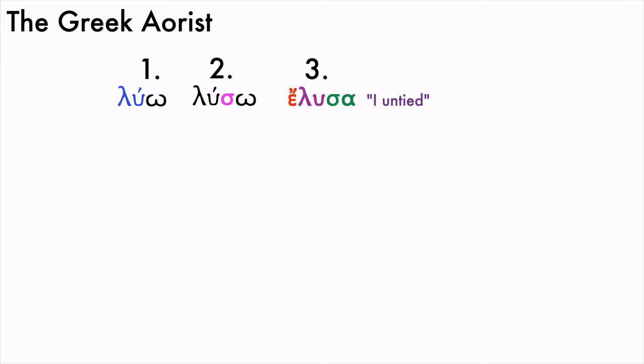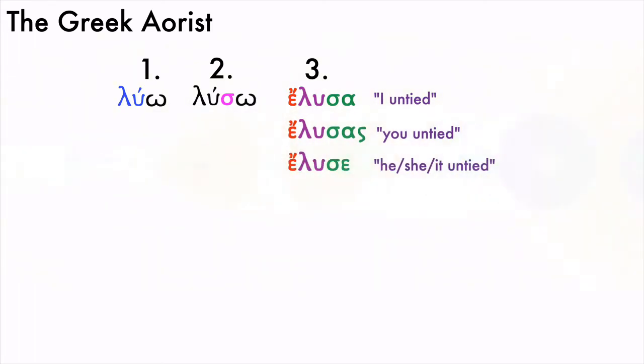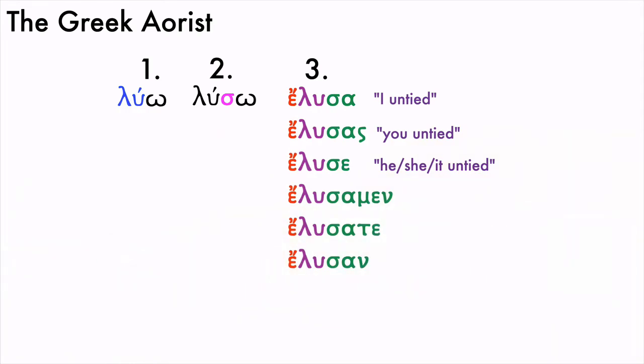Let's get a look at the other forms. So if elusa is the first person singular, elusas is you untied. Eluse, he, she, or it untied, the third person singular. Elusamen, you should start to be discerning a pattern here. Elusate, that's what you were guessing. Elusan.